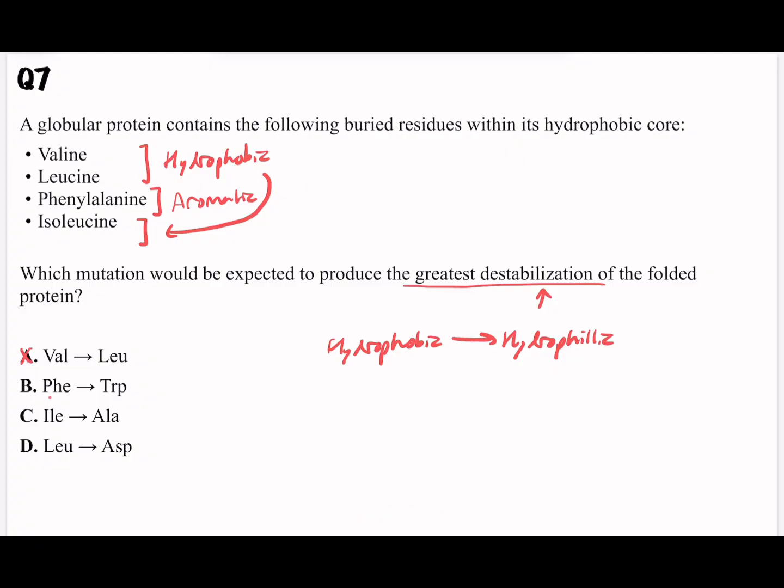Answer choice B says replace a phenylalanine with a tryptophan. Well, this is the same thing. We're replacing something aromatic with something else aromatic. They might differ in size, but you're probably not going to see a huge destabilization. Answer choice C, isoleucine to alanine. Again, two hydrophobic residues. Replacing one with the other, you're probably not going to see a huge difference. But now, a leucine to aspartate, you're probably going to see a pretty big difference if you replace a leucine, which is hydrophobic, with an aspartate, which is negatively charged, hydrophilic and polar. And that's why the answer to question 7 is D.